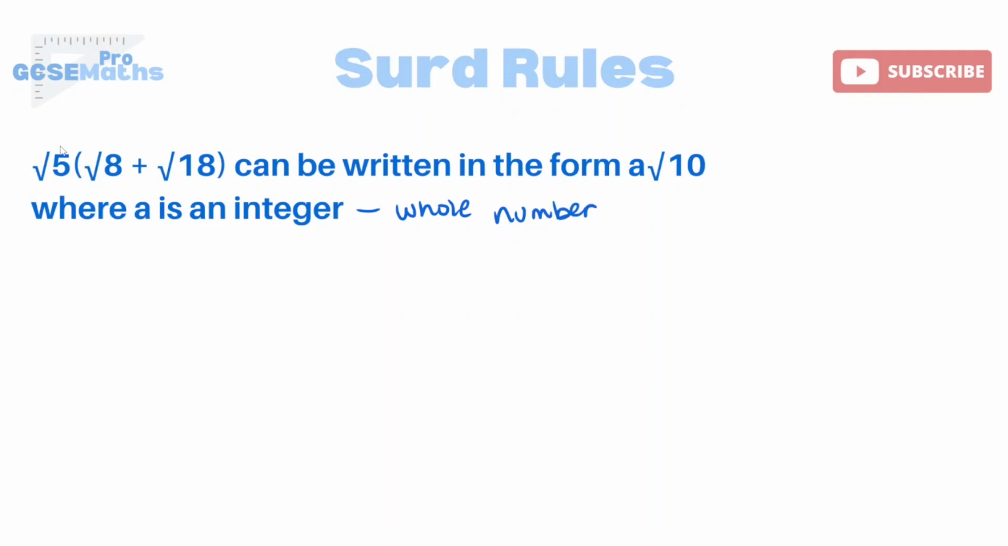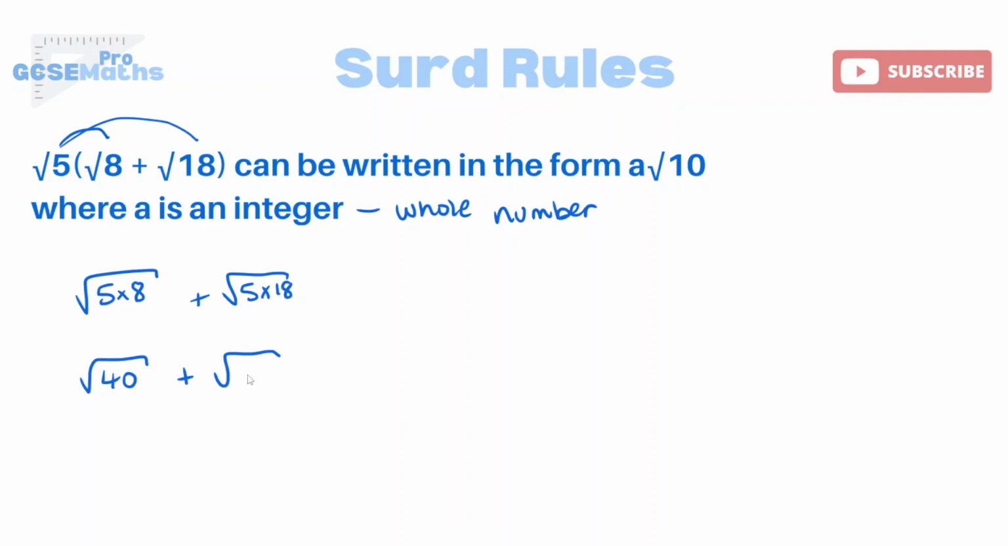So same as we did before, root 5 times root 8, and then root 5 times root 18. 5 times 8 would be 40, and 5 times 18 is 90. Okay, so we've got root 40 plus root 90. We've expanded. Now we want to simplify. What square number goes into 40? That's obviously going to be 4 and root 10.